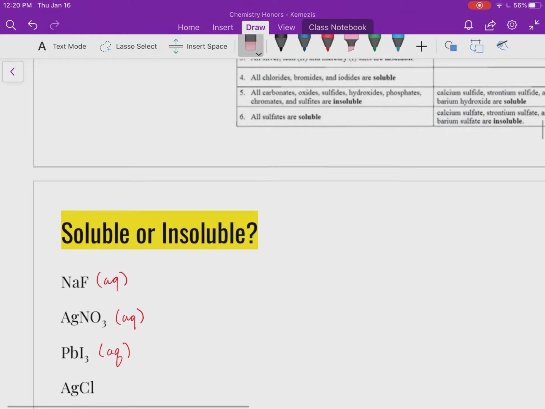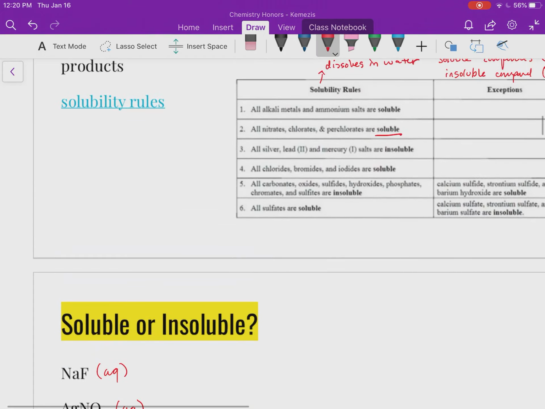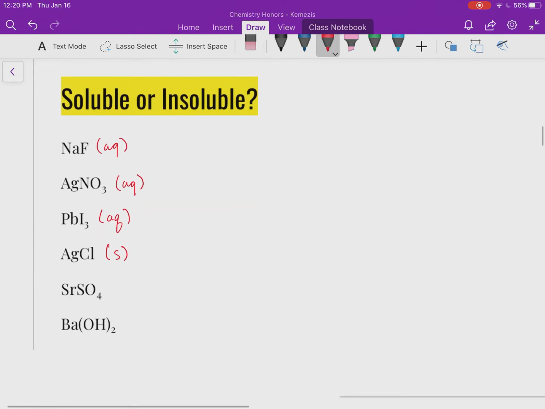So it's important to know what ion you're working with as well. AgCl was our example, and we said that rule 1 and 2 do not apply, so we're going to look at rule 3, which says all silver, lead 2, and mercury 1 salts are insoluble.